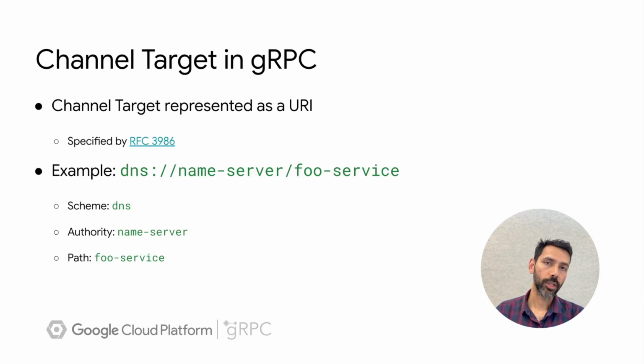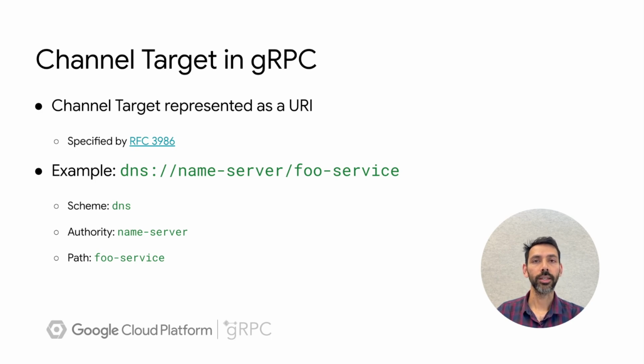Before we get into name resolution, let's look at the channel target string briefly. Client applications specify a target string when they create a gRPC channel to talk to a gRPC service. This channel target is specified as a URI, as defined by RFC 3986. The channel target consists of a few important parts. The first one is the scheme. This determines the name resolver that gRPC will use to resolve the channel target.